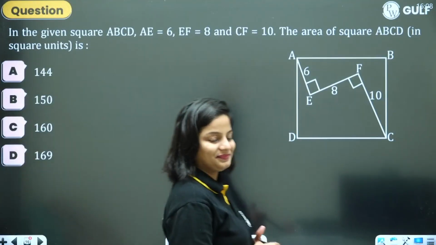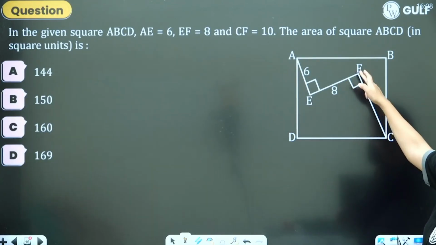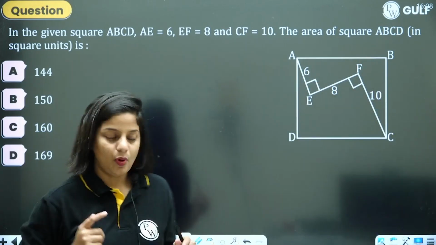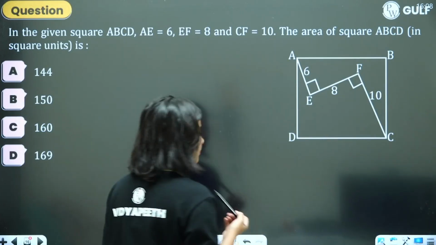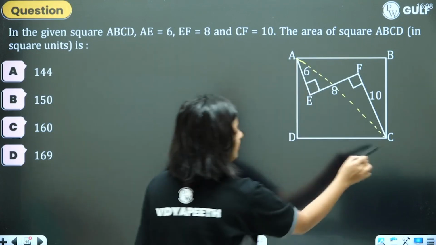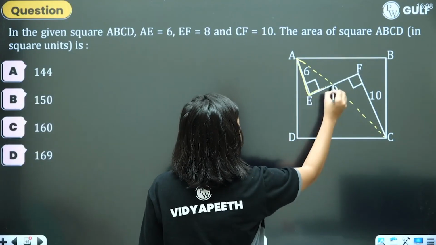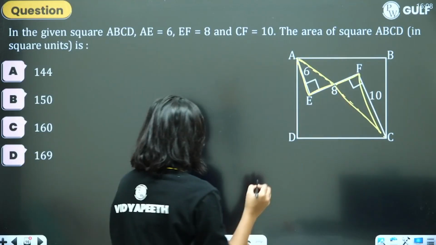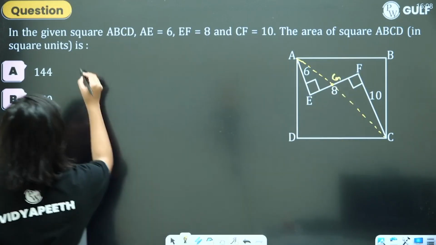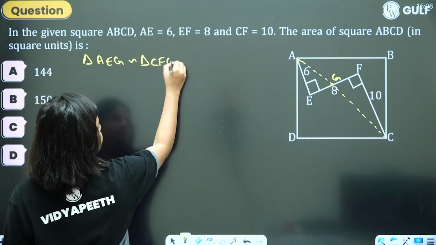Next one, in the given square ABCD, AE is 6, EF is 8, CF is 10, the area of square ABCD will be how much? Now you can pause and think, all those who have not already thought about it. What I'll do is draw the diagonal. In this square, I am dividing the square into two parts straight away, drawing a diagonal. Look at this triangle and this triangle. Don't you think they are similar? If I name it A, B, C, D, E, F, G, then triangle AEG is similar to triangle CFG.